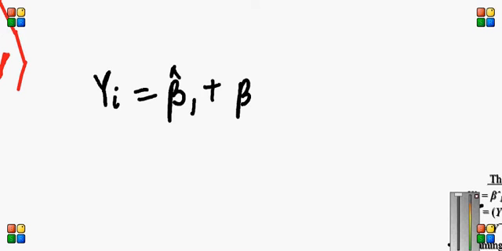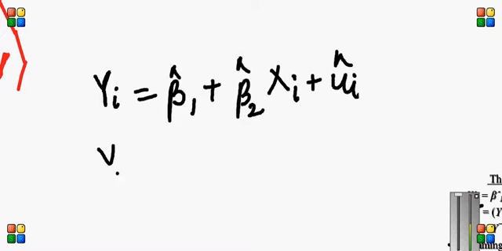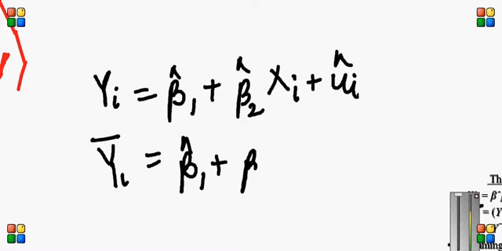Okay, so now we know that yi is equal to beta 1 hat plus beta 2 hat xi plus ui hat. If I have to write everything in the mean form, I have yi bar is equal to beta 1 hat plus, so the mean of ui hat is 0, so it becomes 0.